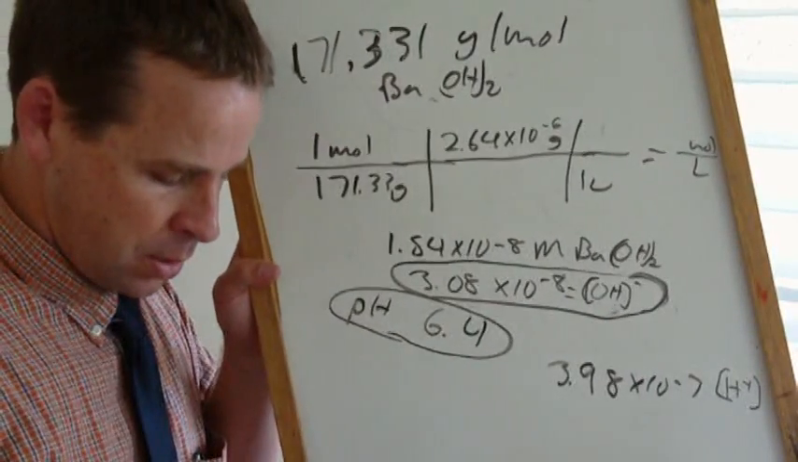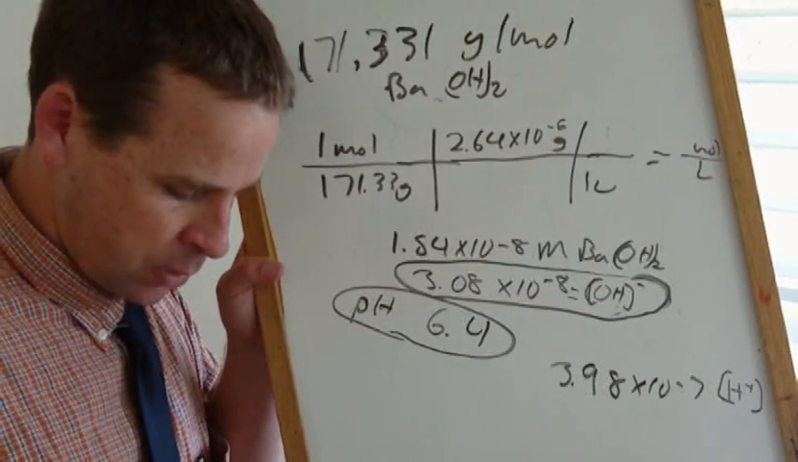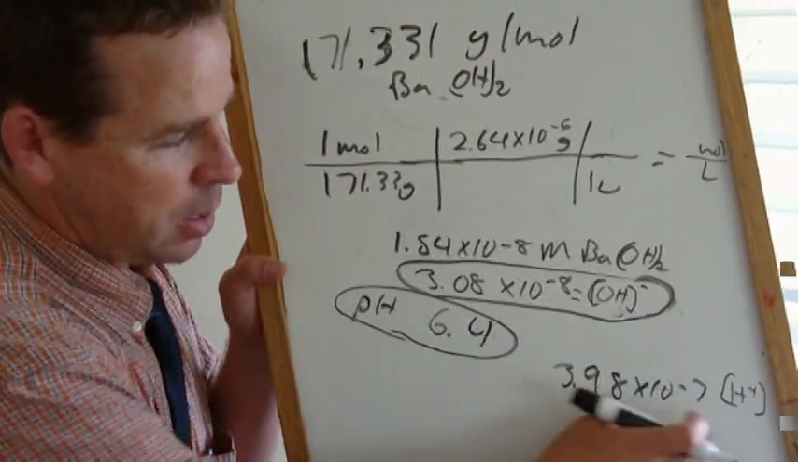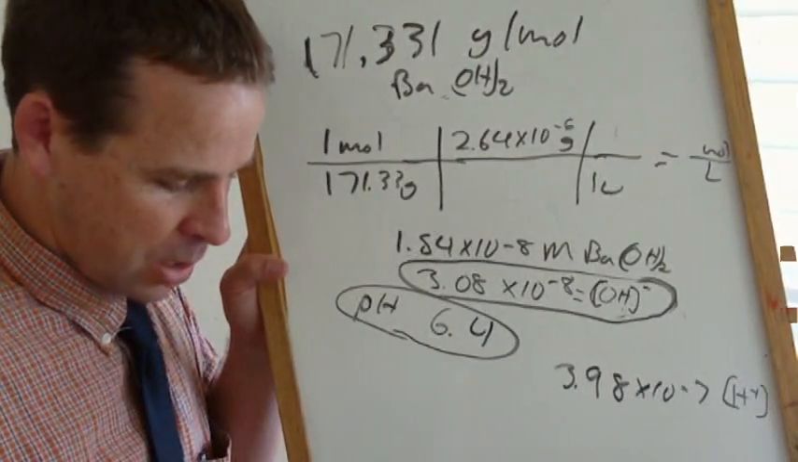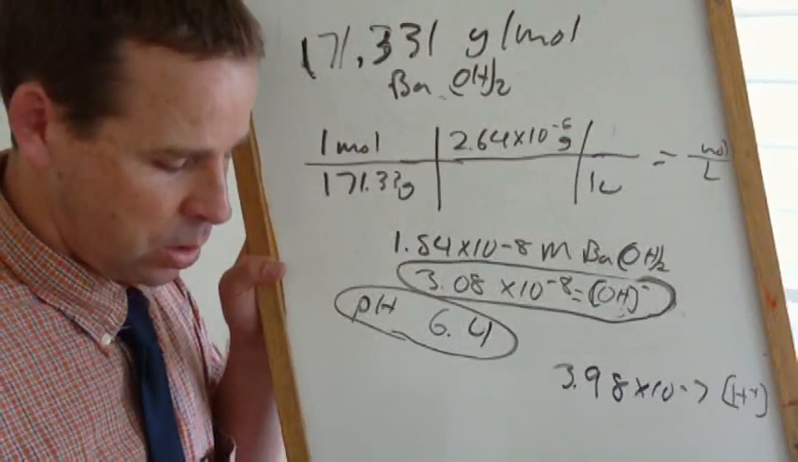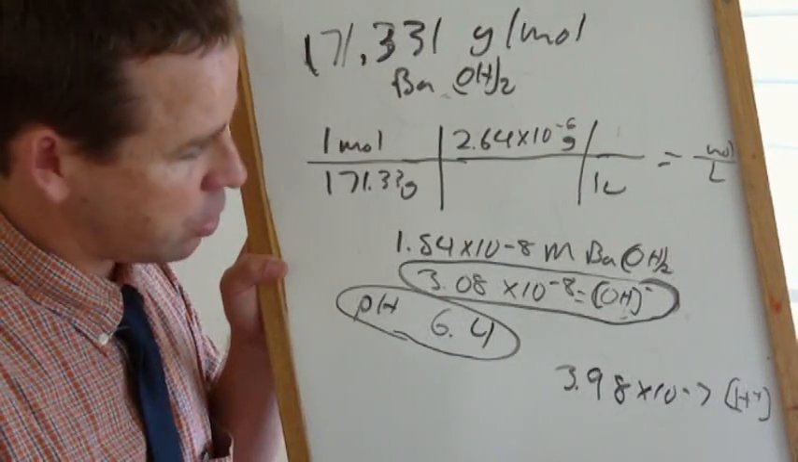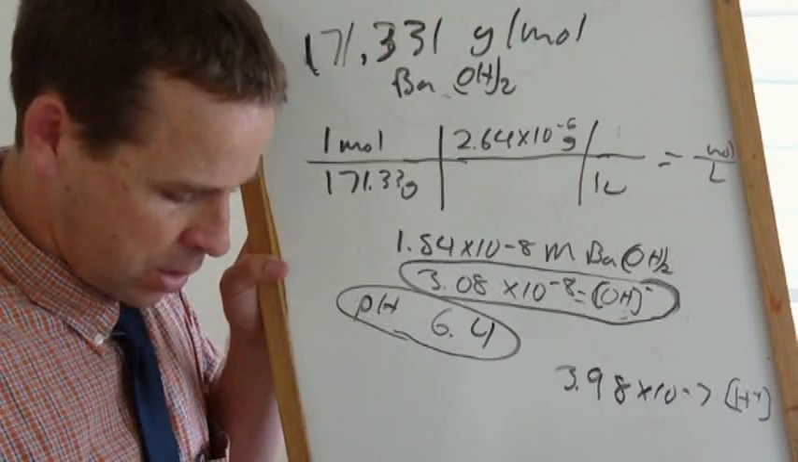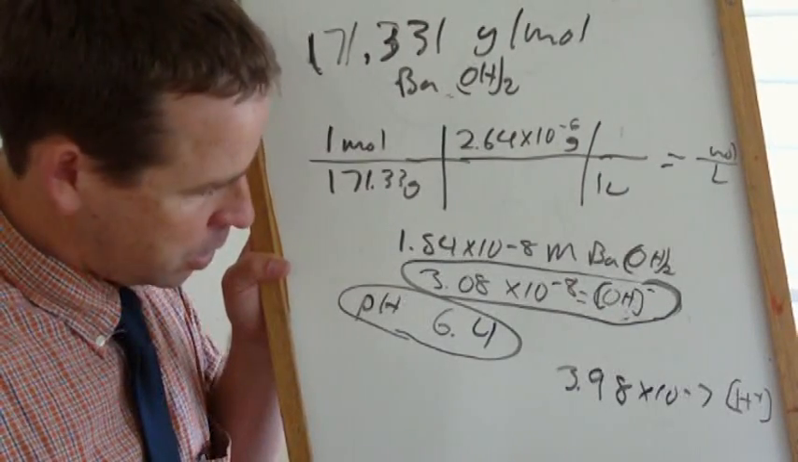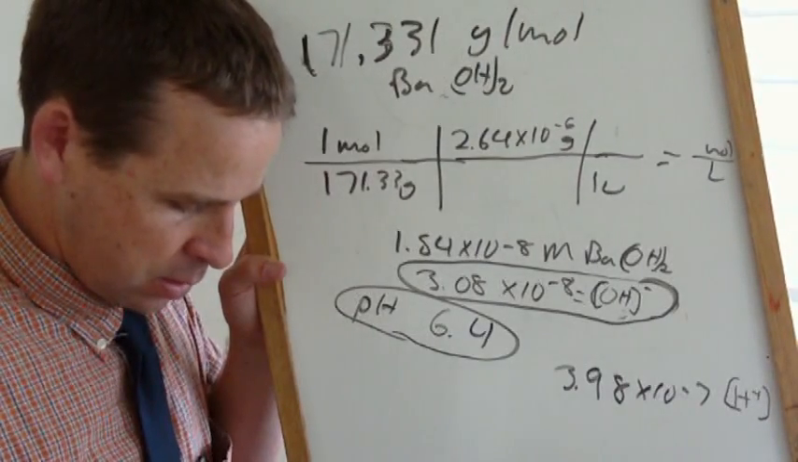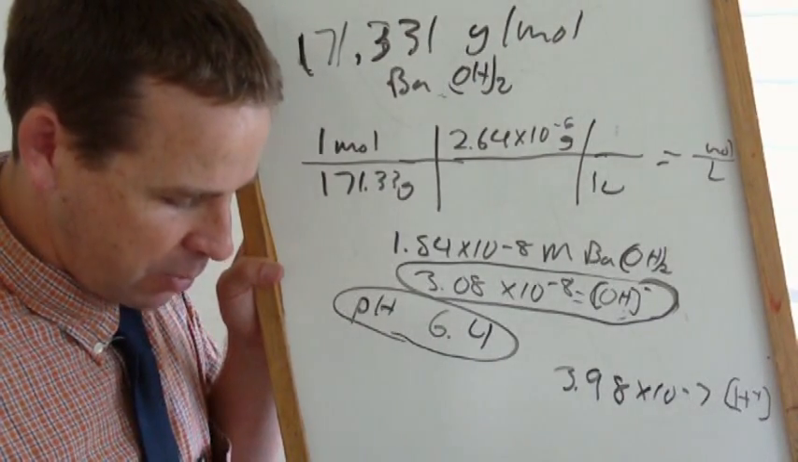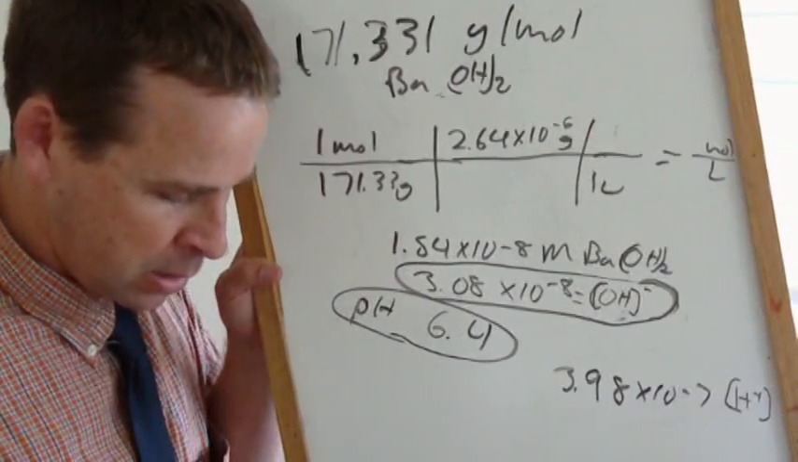So if we take 1 times 10 to the minus 14 and divide it by this value, that'll give us the hydroxide ion concentration. So from that hydroxide ion concentration, we can add it to this hydroxide ion concentration there, 3.08 times 10 to the minus 8. So now the sum of those would be 5.59 times 10 to the minus 8.